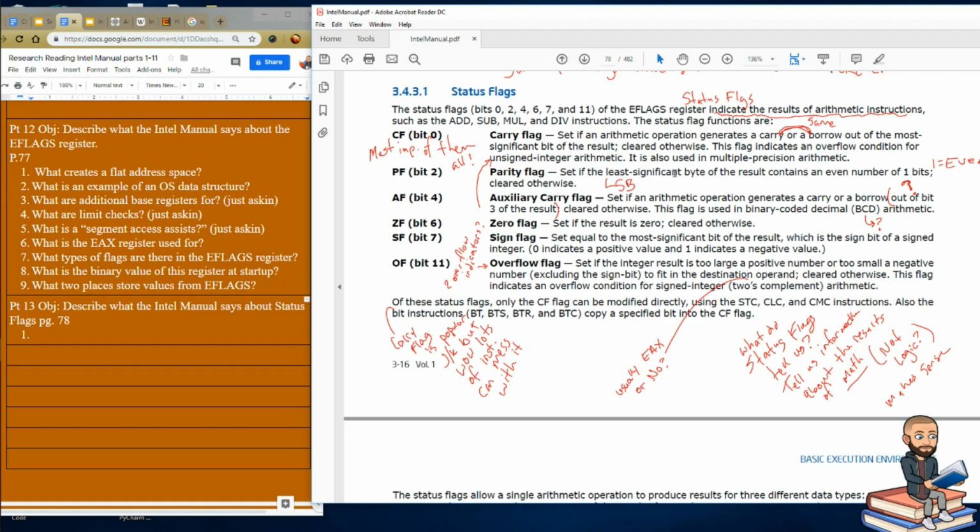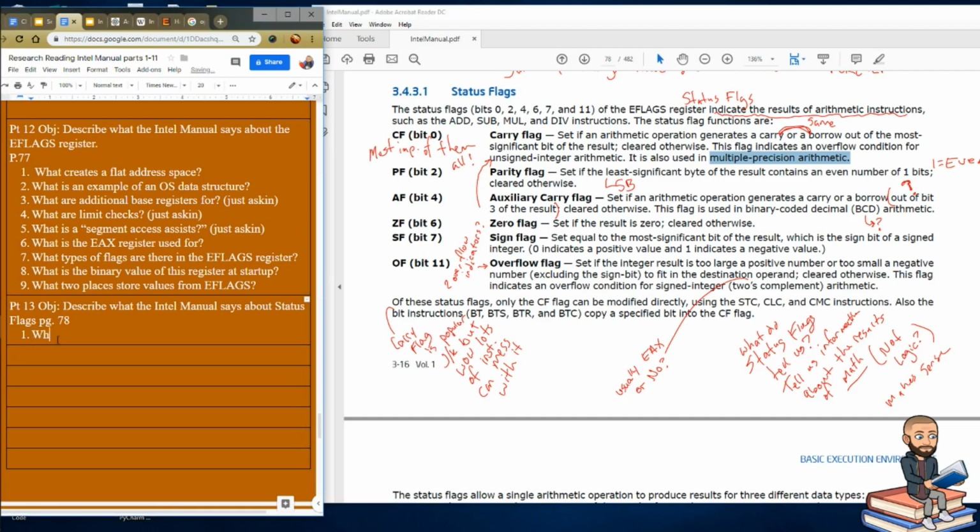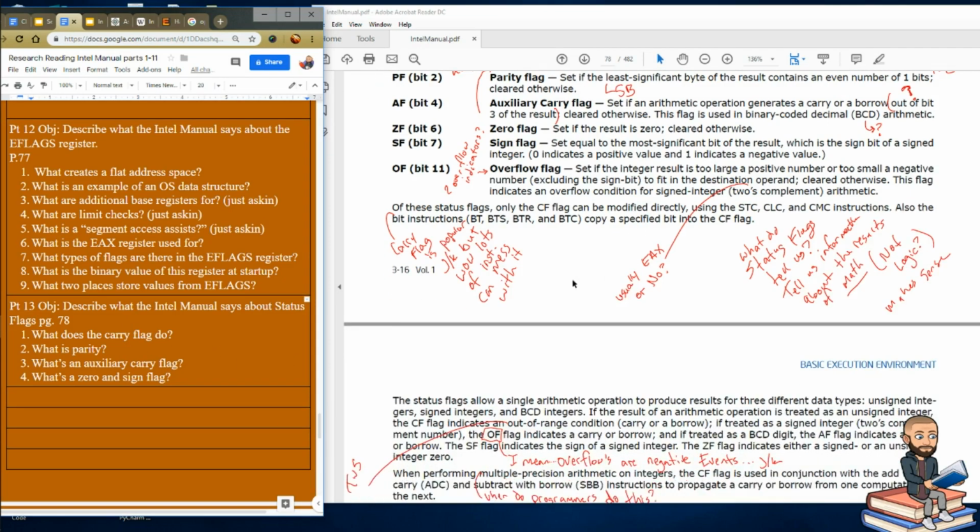And apparently, this is also used in multiple precision arithmetic. Not really sure what this is a reference to. So quick question, what does the carry flag do? Okay, and then I just rapid fire rattled off the rest of those because this is a pretty straightforward section here.